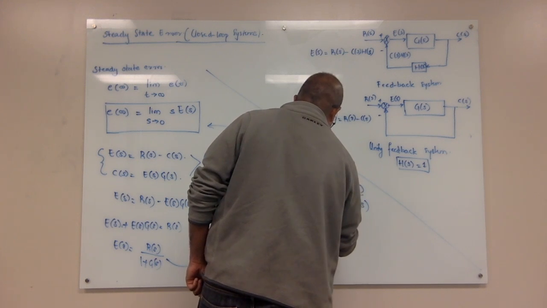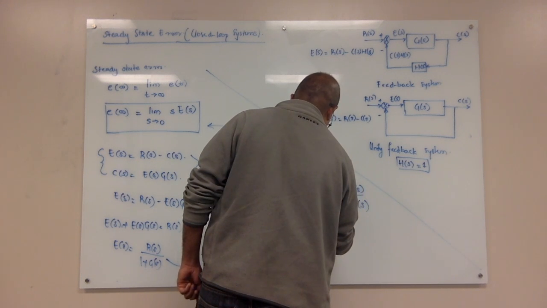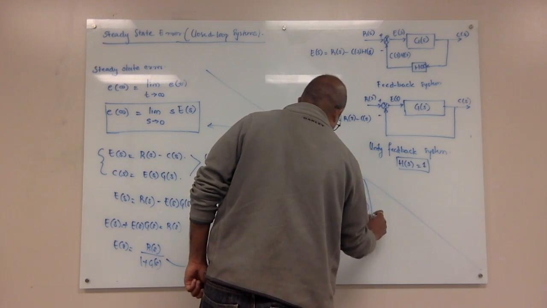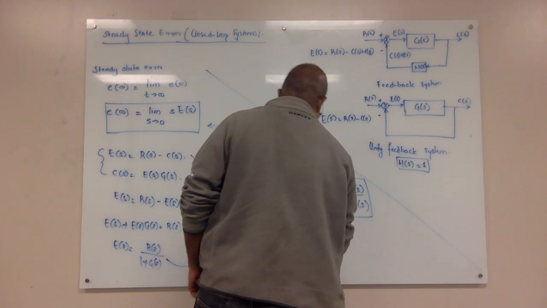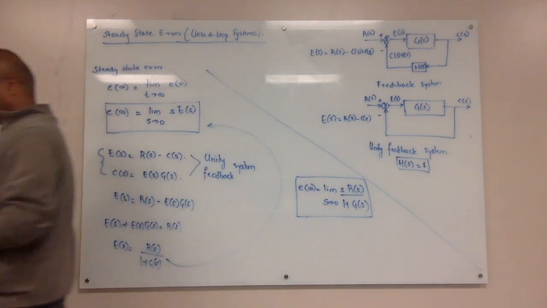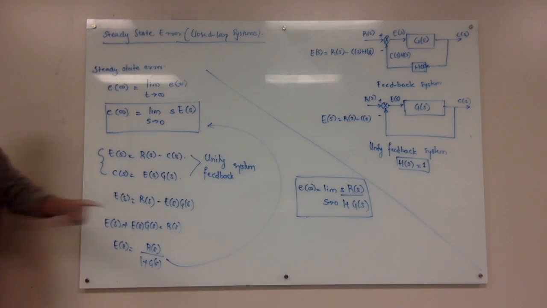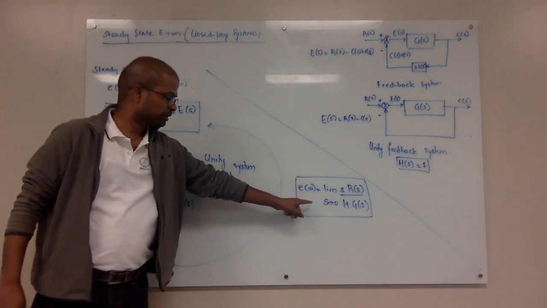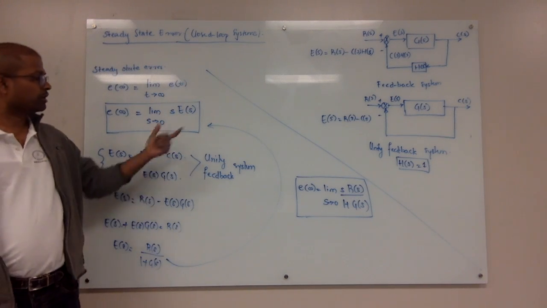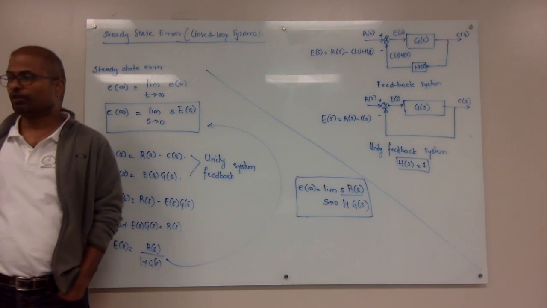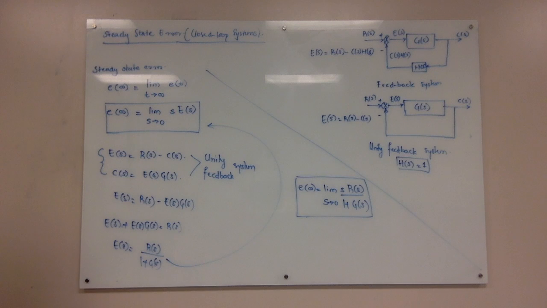Right, we'll talk about that, okay? This is another definition. What this does is, it defines steady state error purely in terms of the transfer function G of S and the input. Alright?